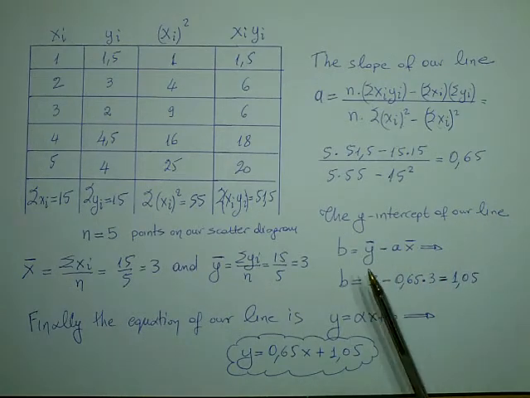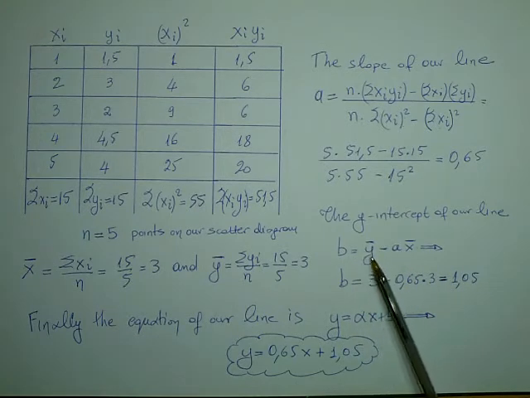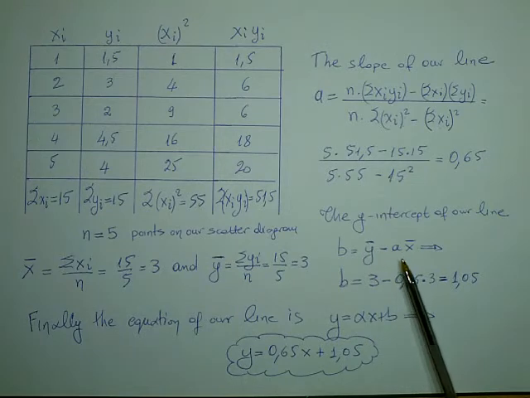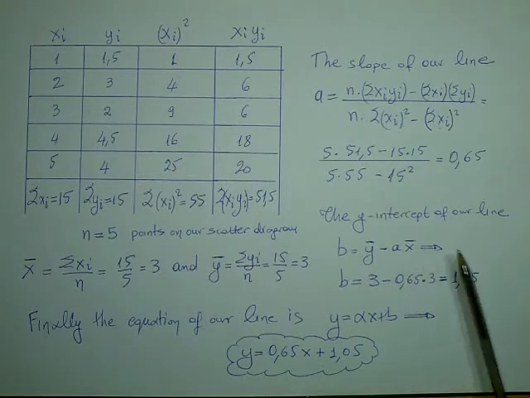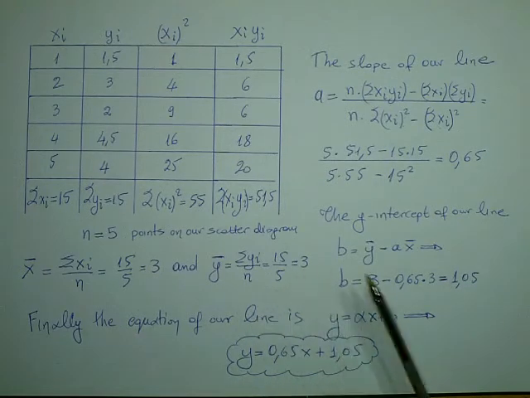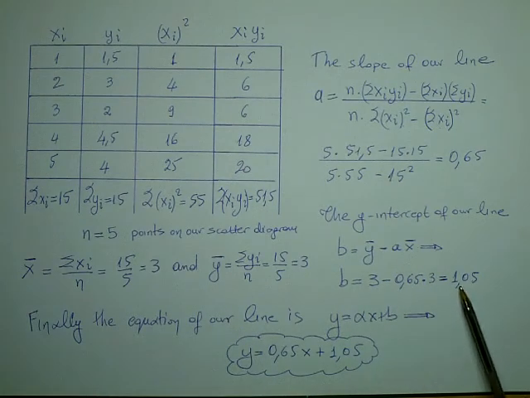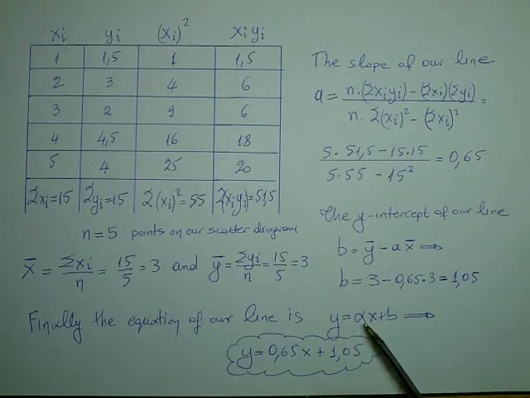The y-intercept is given by this formula. B equals the mean of y's minus the slope times the mean of x's, which is 3 minus 0.65, the slope, times 3, the mean of x's. And this gives 1.05.